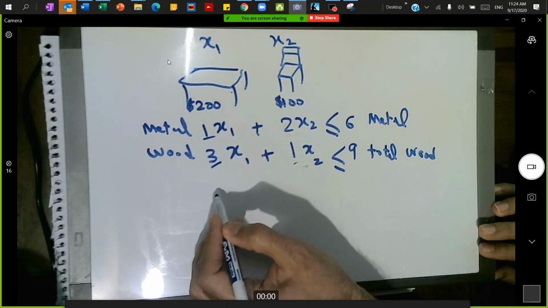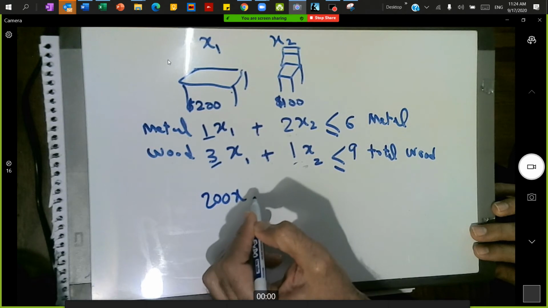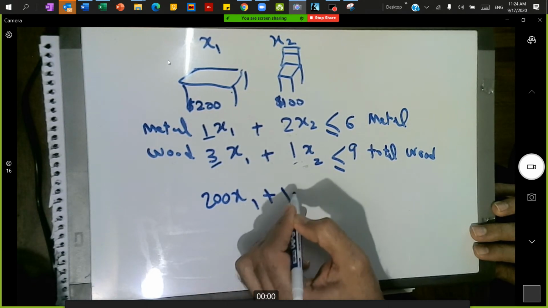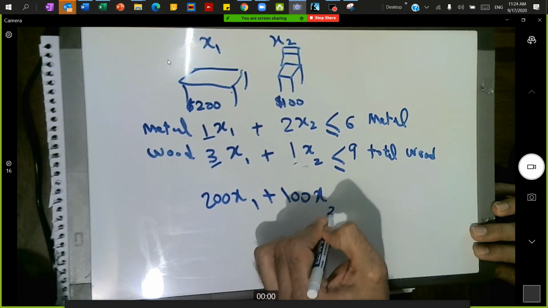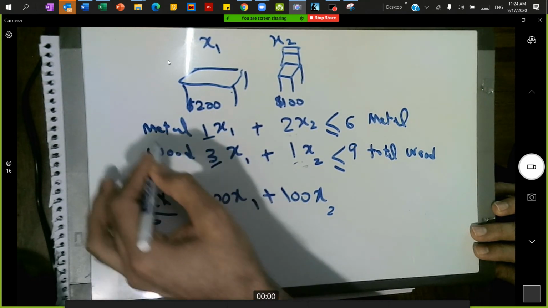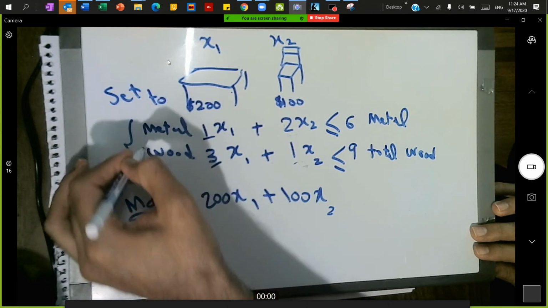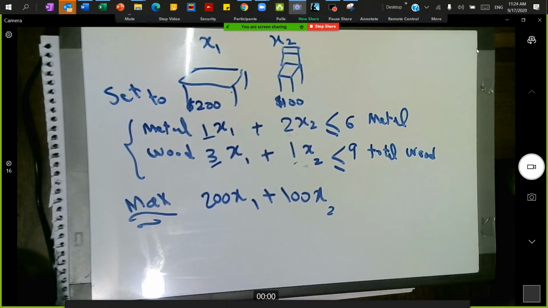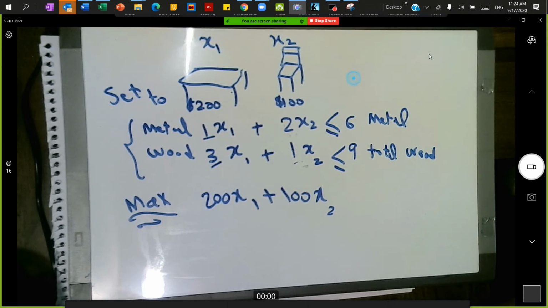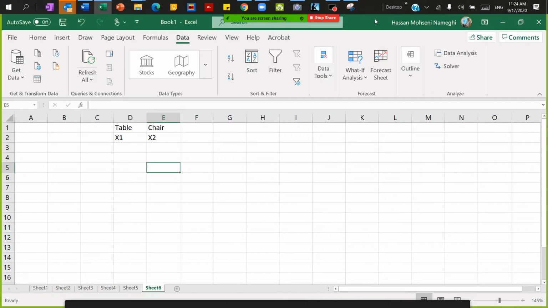The optimization that I'd like to have is 200X1 plus 100X2, and I want to maximize this, subject to these constraints. So how do we do it in Excel? I'm going to drag this one to the side to show you both of them together.